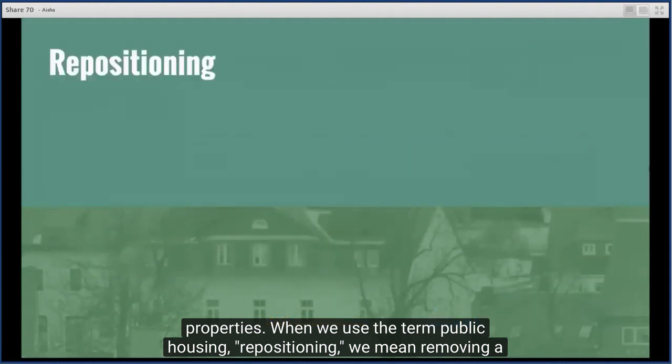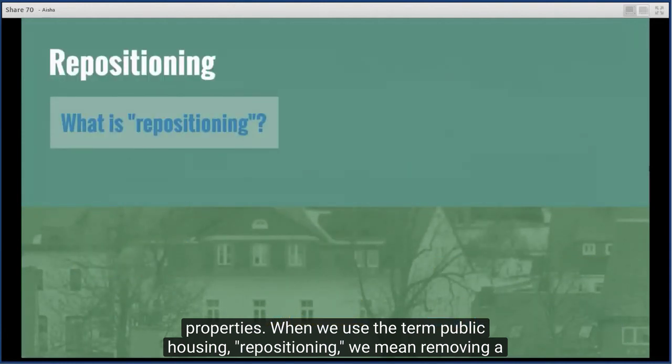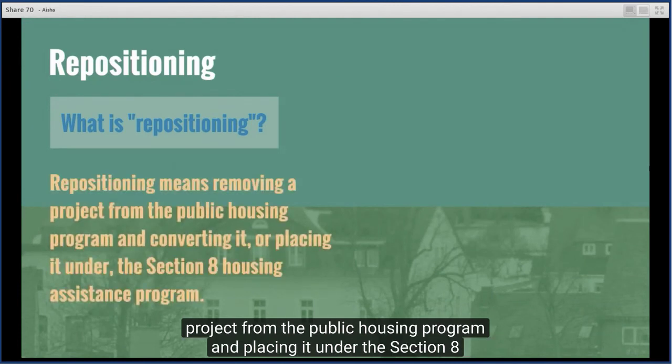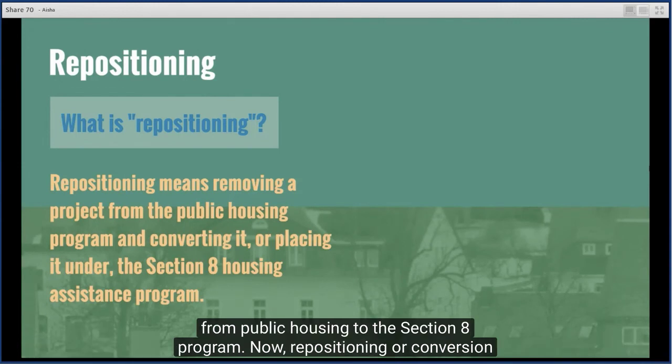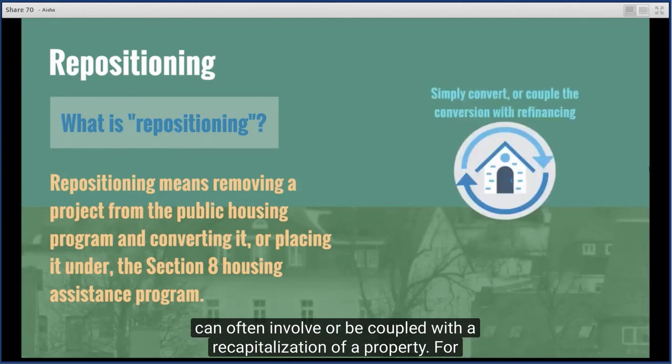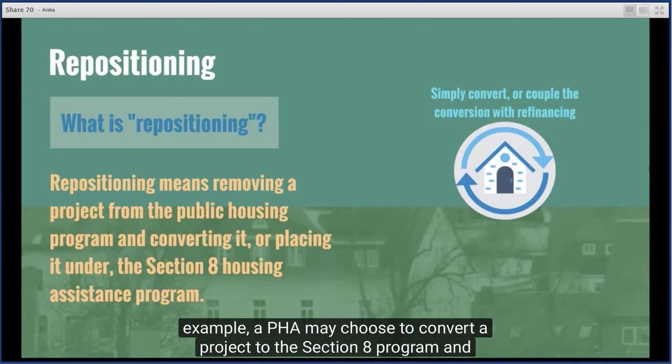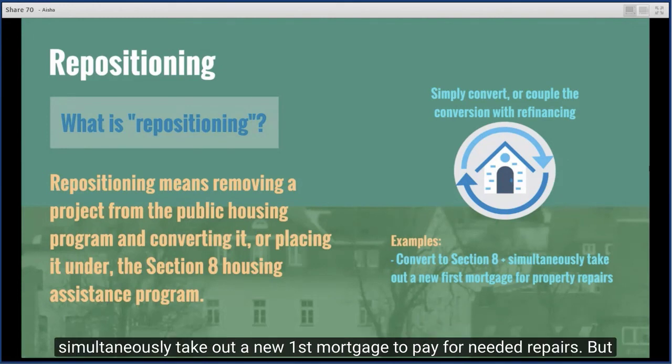When we use the term public housing repositioning, we mean removing a project from the public housing program and placing it under the Section 8 Housing Assistance Program. We also refer to it as a conversion, as in converting from public housing to the Section 8 program. Now, repositioning or conversion can often involve or be coupled with a recapitalization of a property. For example, a PHA may choose to convert a project to the Section 8 program and simultaneously take out a new first mortgage to pay for needed repairs.